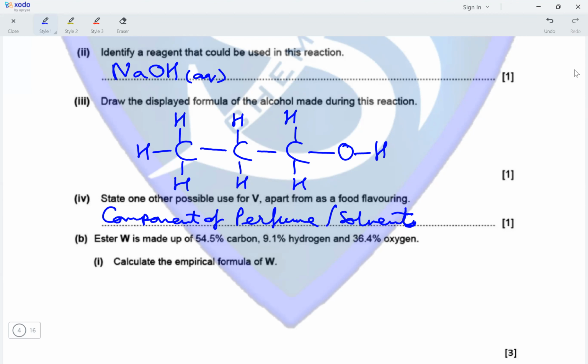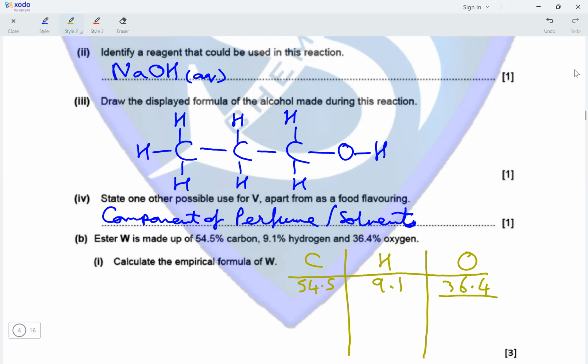Ester W is made up of 54.5% carbon, 9.1% hydrogen, and 36.4% oxygen. Calculate the empirical formula of W. So we have carbon, hydrogen, and oxygen present. In order to calculate the empirical formula, first we write down their percentages, which is 54.5, 9.1, and 36.4, and then we divide these percentages by their Ar values, which is 12, 1, and 16.